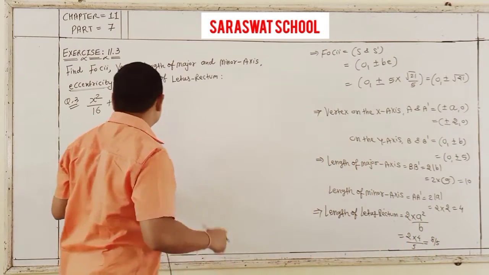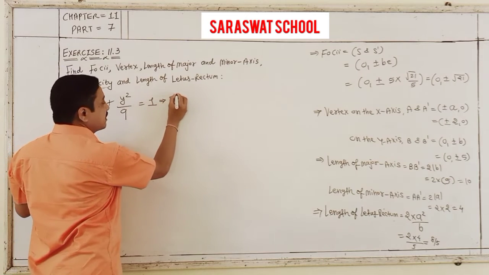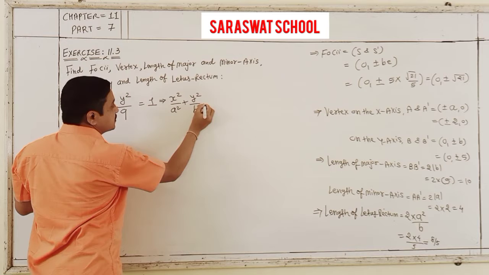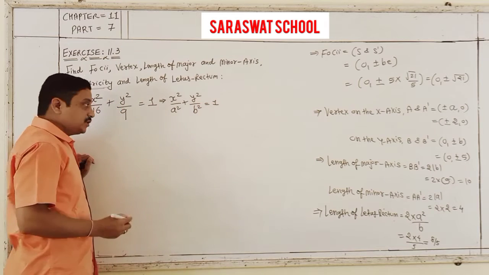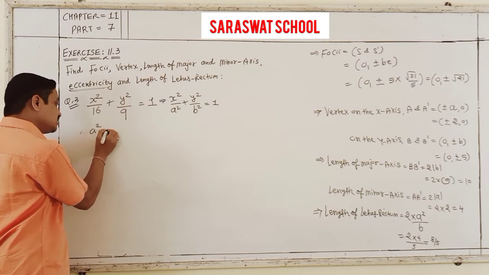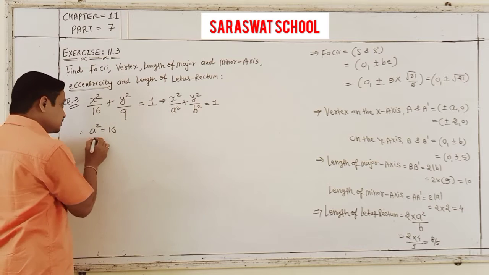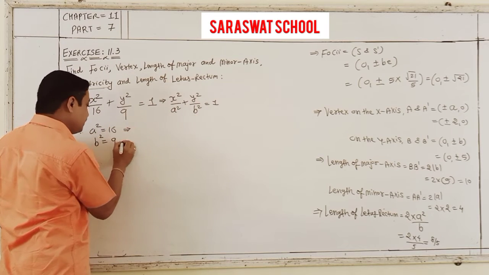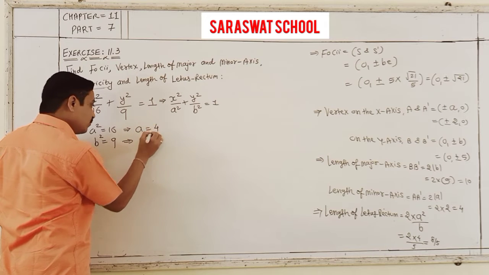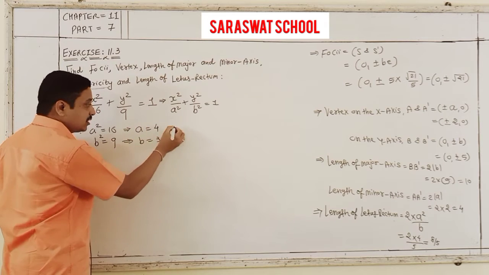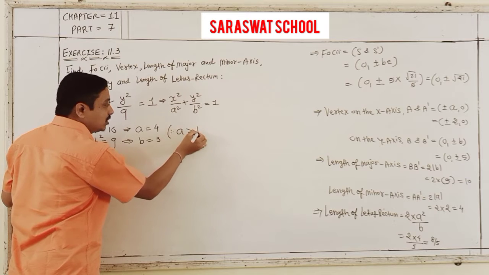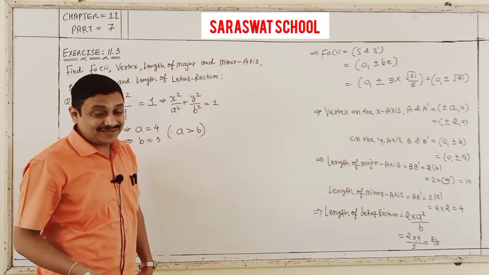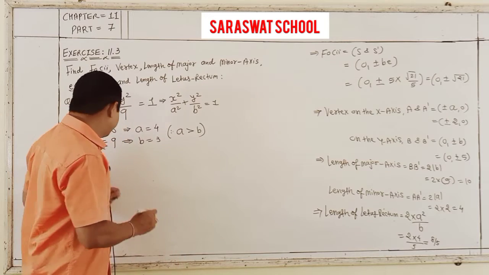Very easy, students, I just compare it with x square by a square plus y square by b square is equal to 1. So a square is 16 and b square is 9. So a becomes 4, b becomes 3, and surely a is more than b, which is a higher value than b. So the major axis is on the x axis.